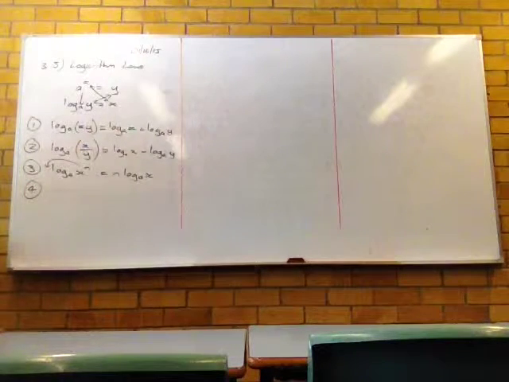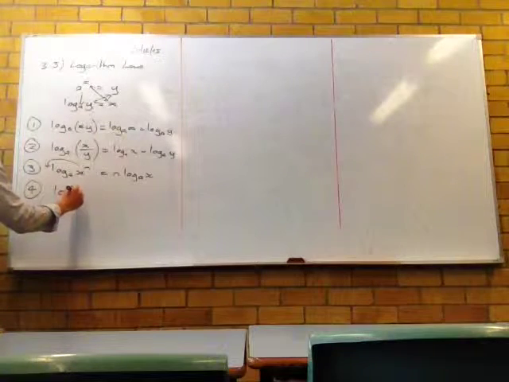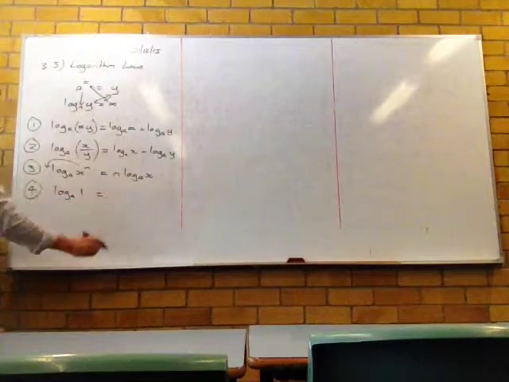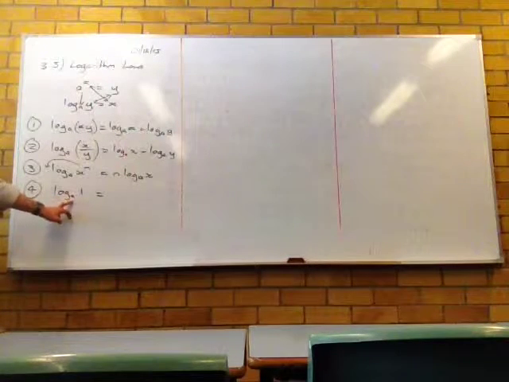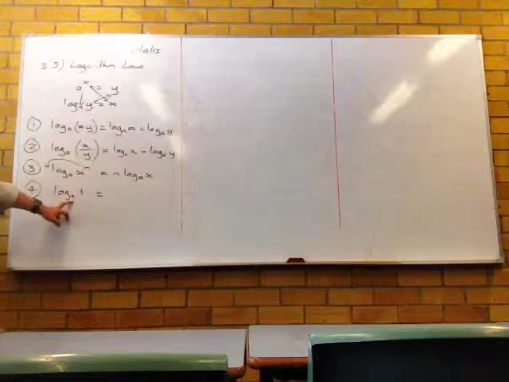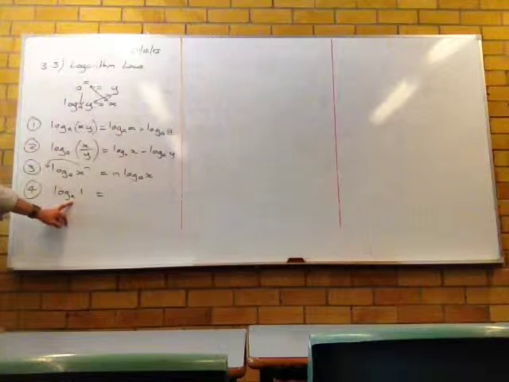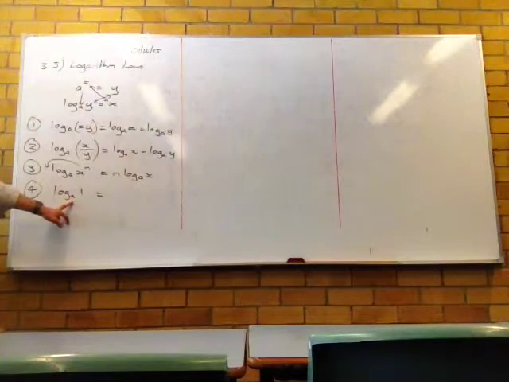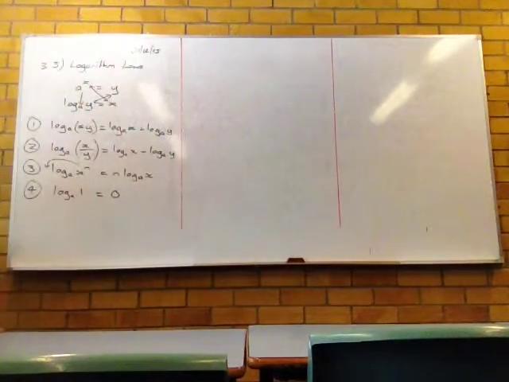Number four, log base A of 1. So the log to any base, remember we can have any number represented as A. You can have 10, you can have 2, 4, 5, 50, a million, e, which is what we'll be looking at mainly when we get to it. Any base, the logarithm of 1 is 0.